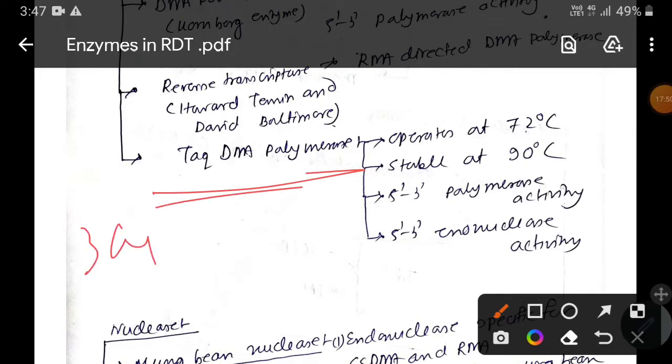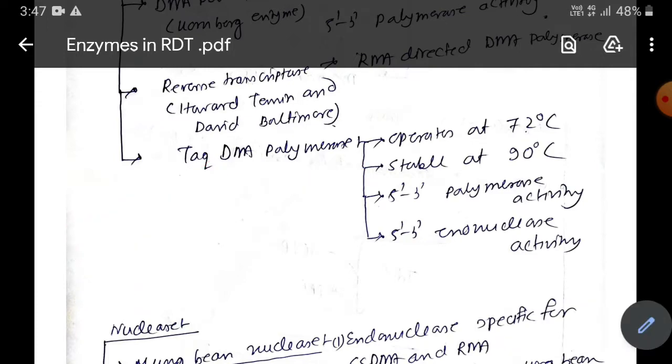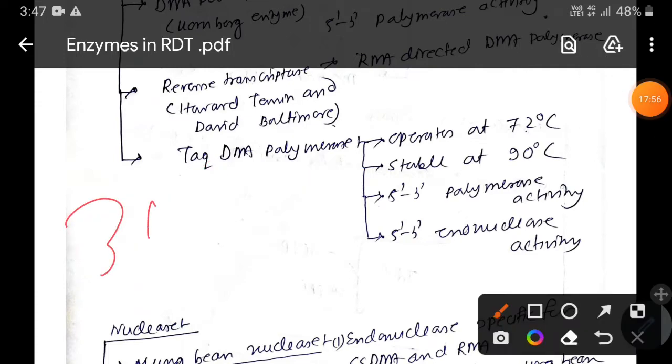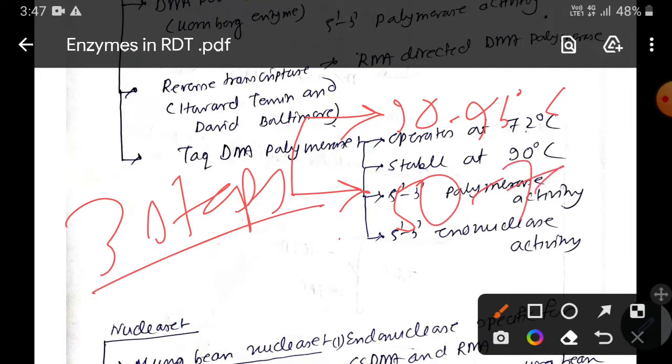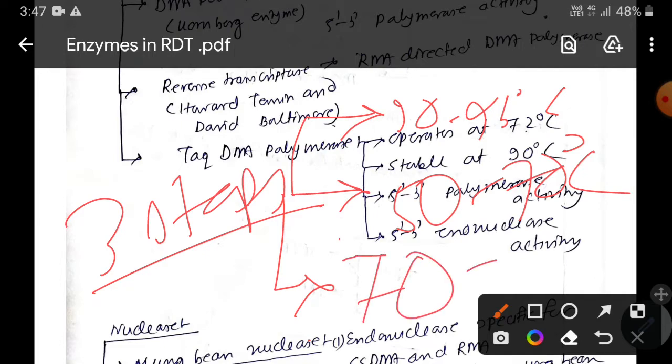I have already uploaded a video regarding PCR, I hope you have watched it. So in PCR we have 3 steps in each cycle. Those 3 steps are denaturation, which goes on at near about 90 to 93 degrees centigrade, then primer annealing, that is in between 50 to 70 degrees centigrade, and then the DNA polymerization, that is near about 70 to 75 degrees centigrade.